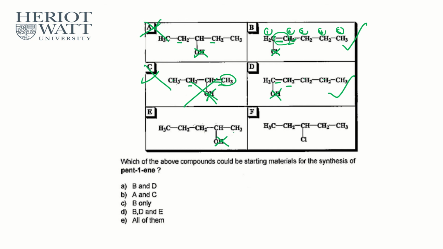E, remove, the double bond here. If I remove from here, so 1, 2, 3, 4, 5, pent-1-ene is a yes. And for Cl, the adjacent carbons are just these 2. You can't get 1-ene, right? It would be in the middle. So this is a no. So the answer is just B, D, E. So here. All right. So I guess that's it for the tutorial questions.